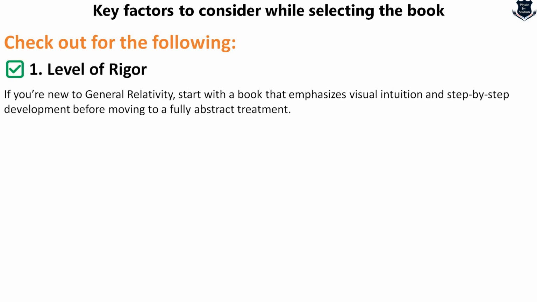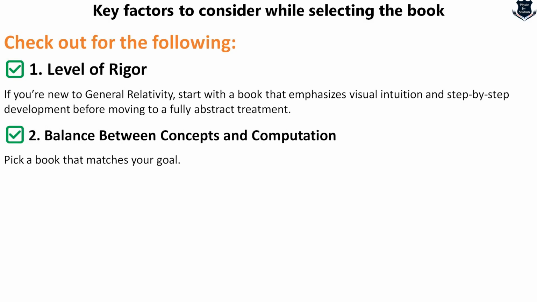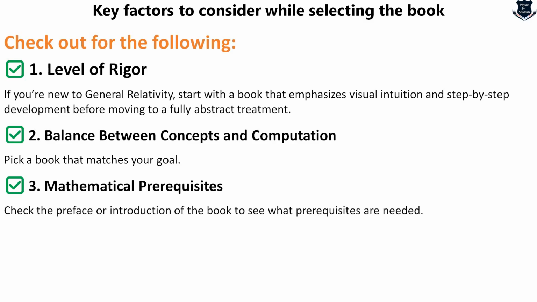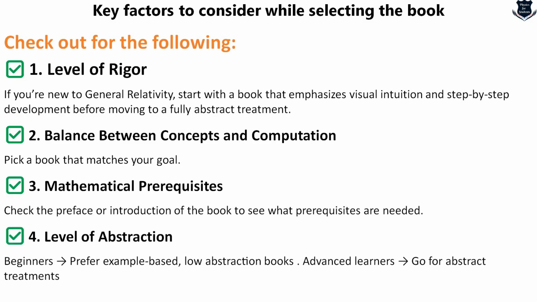First thing is the level of rigor. Try to find out what level of mathematics you know, or what your objective is. If you're new to GR, then start with a book that emphasizes the physics part, intuition, step by step, etc. Also, you should check out a book that balances between concepts and computation. Some books are too rigorous, only doing the mathematics. There should also be the presence of concepts. Mathematical prerequisites: in the book that we will talk about, you will be surprised how this type of book can be written. There should be proper mathematical prerequisites clearly mentioned by the author in the preface or the introduction.